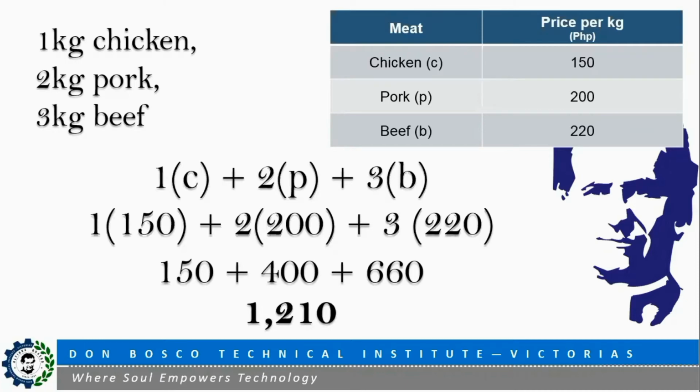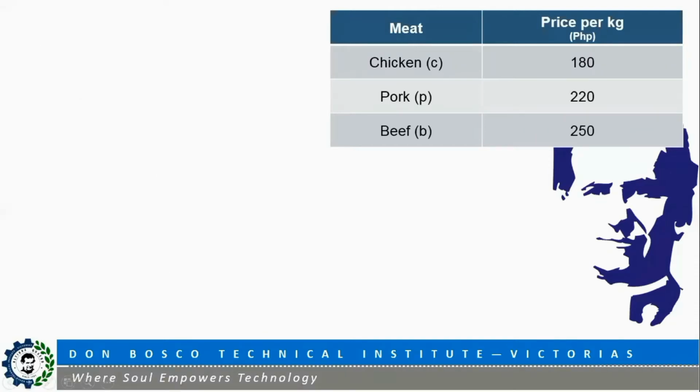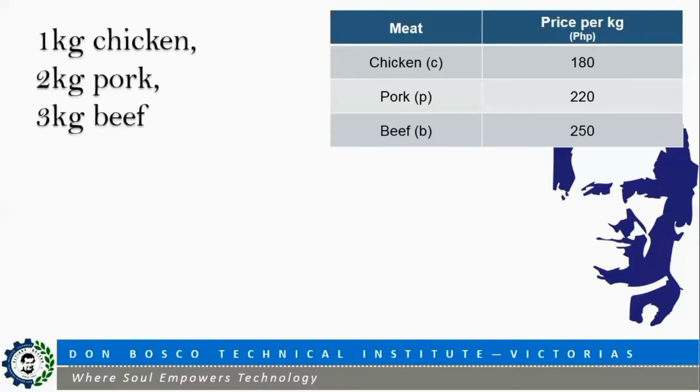Suppose last week the price is actually way higher, wherein the chicken is priced at 180 pesos per kilogram, pork is priced at 220 pesos per kilogram, and beef is priced at 250 pesos per kilogram. Using the price list from last week, how much could have been the budget?